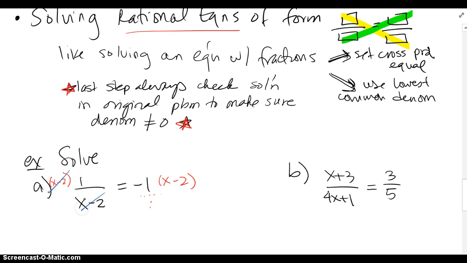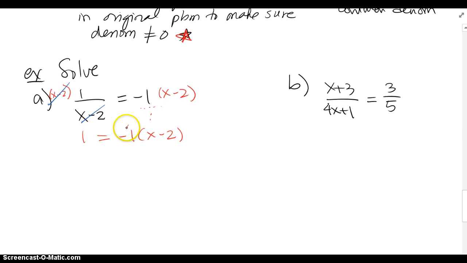That'll help me cancel out or reduce those two, and I'll end up with 1 equals negative 1 times x minus 2. From then on, I can distribute: 1 equals negative x plus 2. I'll subtract 2 from both sides. Negative x is equal to negative 1, so x looks like it's equal to a positive 1.